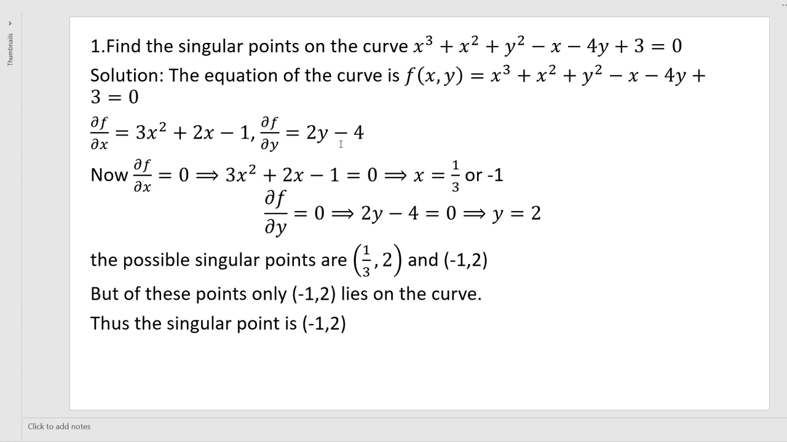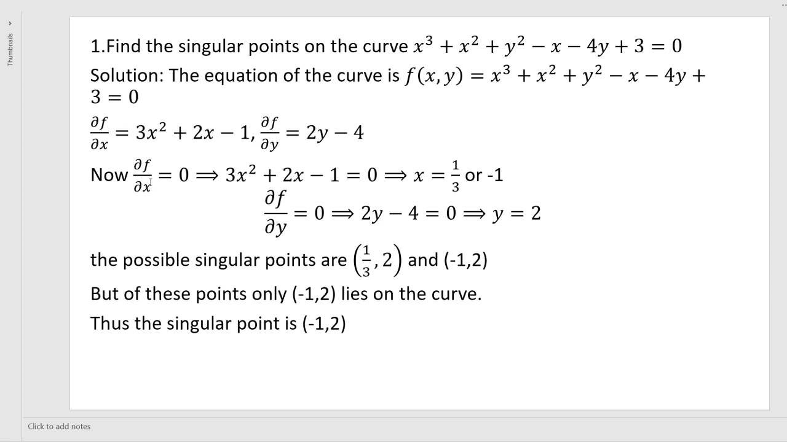Find the singular points on the curve x cube plus x square plus y square minus x minus 4y plus 3 is equal to 0. The equation of the curve is f of x comma y is equal to this equation. First we have to find del f by del x. Del f by del x is 3x square plus 2x plus, for y square, differentiation is 0 with respect to x, and minus 1. And del f by del y is equal to 2y minus 4.